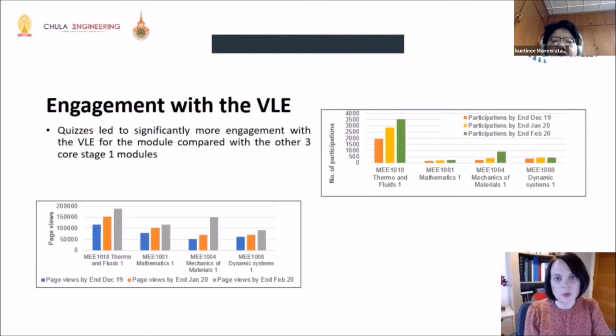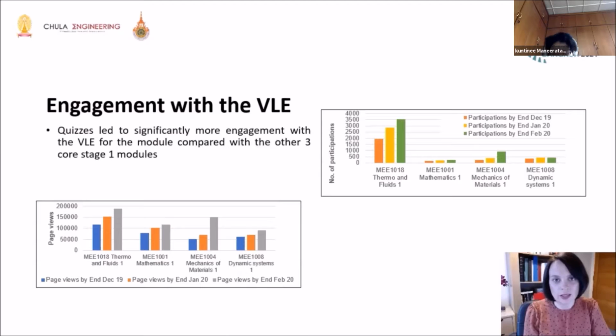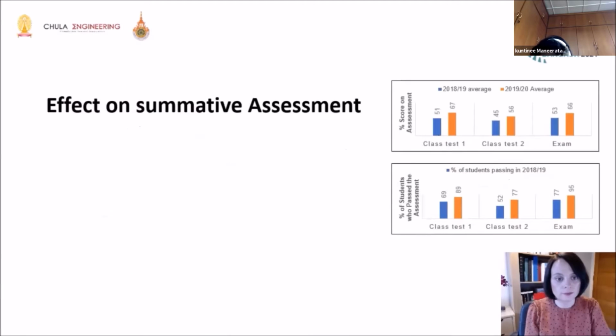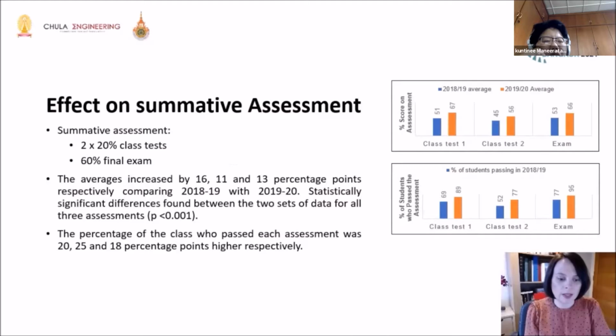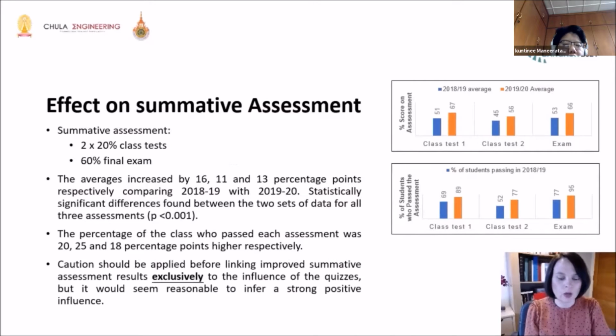We found that introducing the quizzes affected how the students used the VLE. Our module showed much higher levels of participation and page views of the VLE compared to the other core Stage 1 modules. The summative assessment for this module takes the form of 2 20% class tests and a 60% final exam. We found significant increases in the average for all 3 pieces of assessment, and we also found a higher percentage of the class passing the assessment first time this year compared to the previous. We should apply some caution in attributing all of this change to the quizzes alone, but it's clear that they will have had a positive effect.